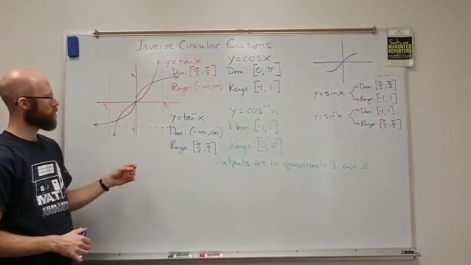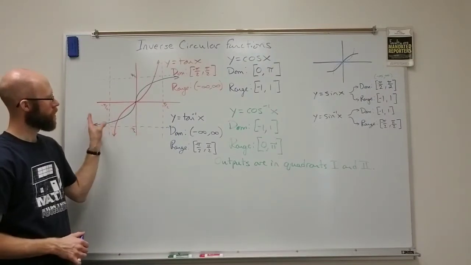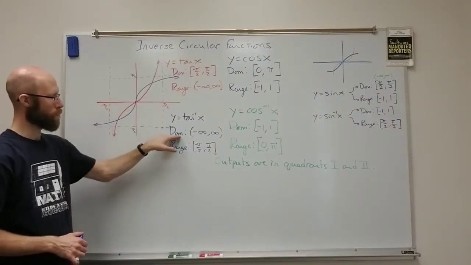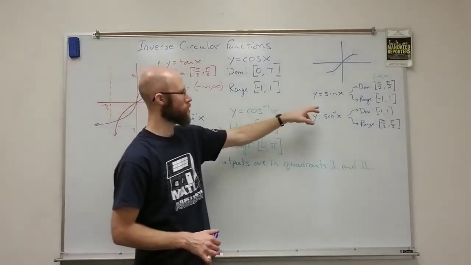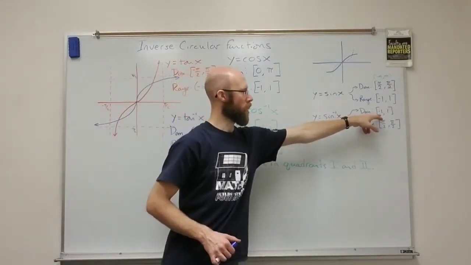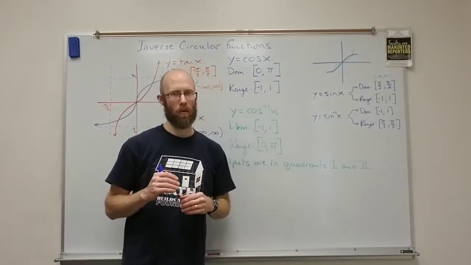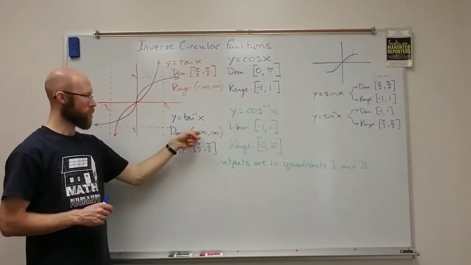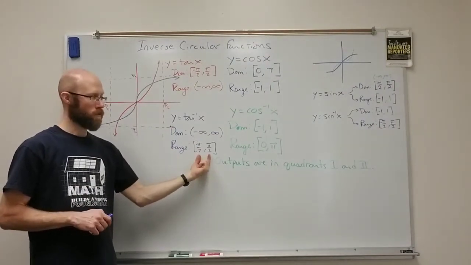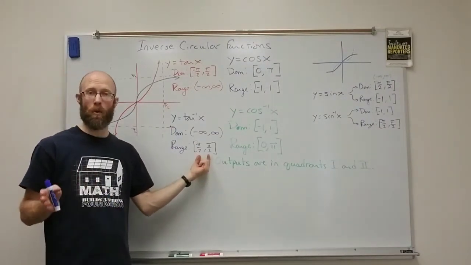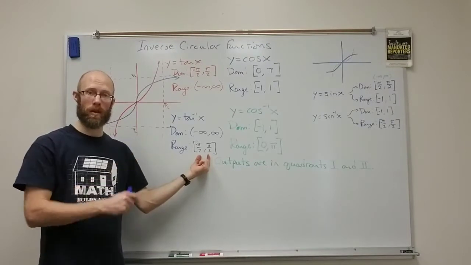What's nice about the inverse tangent is you can plug anything into it. Unlike the inverse cosine and the inverse sine, where everything you plug in has to be between negative 1 and 1, with the inverse tangent, you can plug anything into it. But again, your outputs for the inverse tangent are going to be in quadrants 4 and 1, just like they were with the inverse sine.